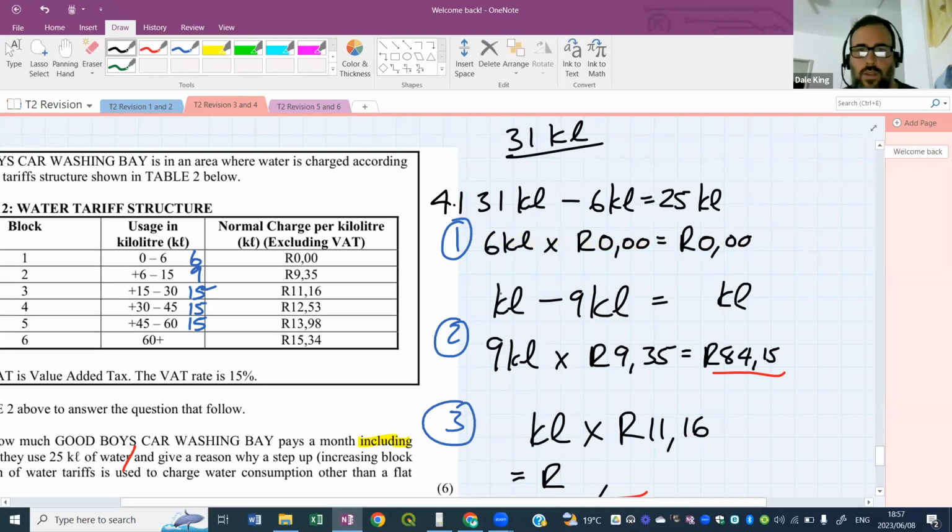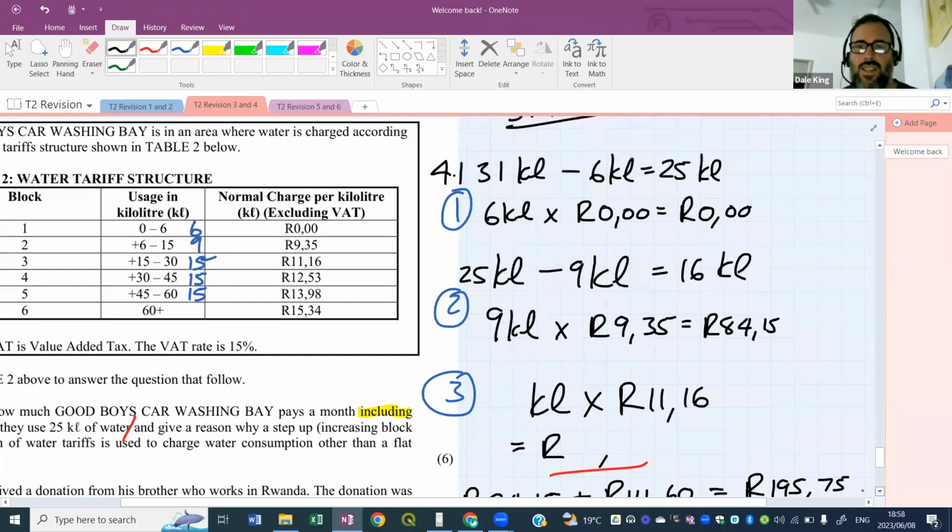We still have 25 kiloliters left, so I'm going to write it here. I know I'm going to go through the second block because the second block is 9. I have 25, I'm going all the way through this. So I'm going to take a whole 9 off my 25, which will leave me with 16. That 9 gets charged at the second block rate, which is 9.35. So that's what this calculation is. The whole 9 gets charged at 9.35, which will give me 84.15. Okay. Now the difference between the previous one and this one happens now.